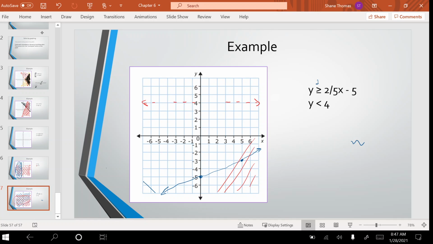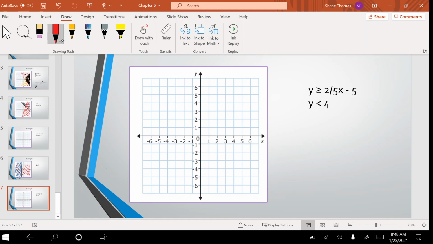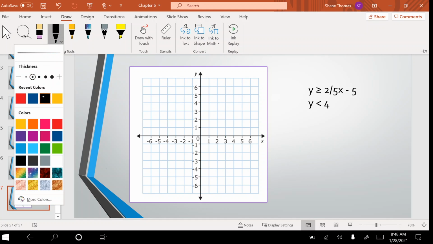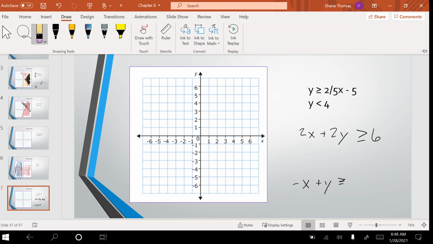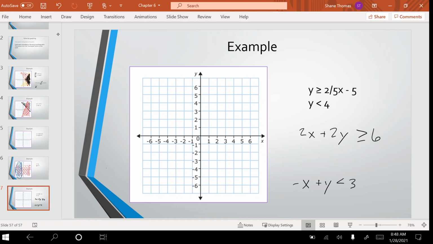What happens now if, I'm going to put two different equations here. What happens if I get something like this here? What if I have, let's go 2x plus 2y is greater than or equal to 6, and negative x plus y, I'll change that, is less than 3. Can we try it?